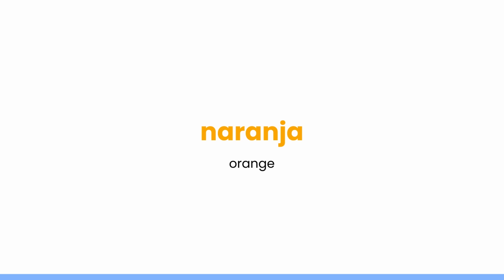Alright, then orange, and we already saw this in one of the previous lessons. The word for orange is naranja. So if you want to say the orange, as in like the fruit, the orange, you can also say la naranja, which means the orange. So naranja, orange. Then yellow in Spanish is amarillo.